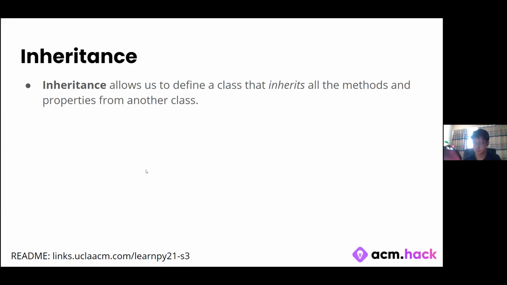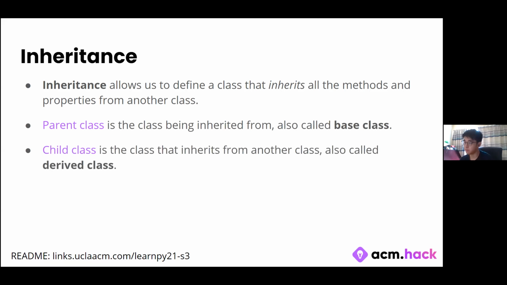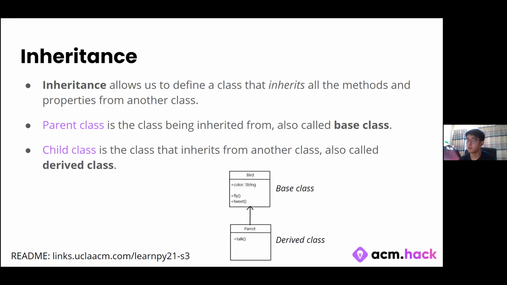There's really two main bits of terminology that we should talk about, and that's the parent class as well as the child class, or the base class and derived class. The parent class is the class being inherited from, and the child class is the class that inherits from another class, or rather it inherits from the parent class. So if we look at this little diagram here, we have two classes. There's a bird class and a parrot class. Bird class is the base class or the parent class, and parrot is the child class or the derived class.